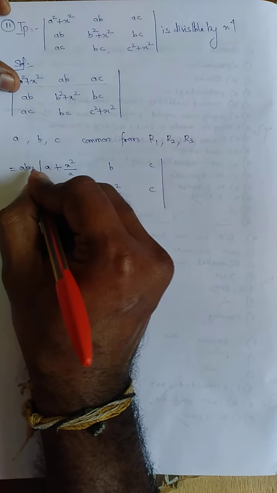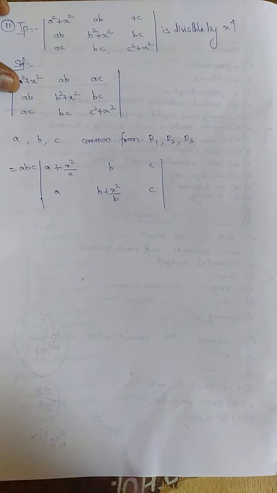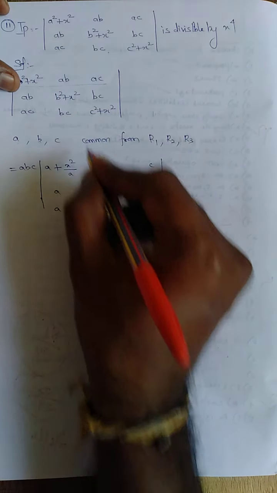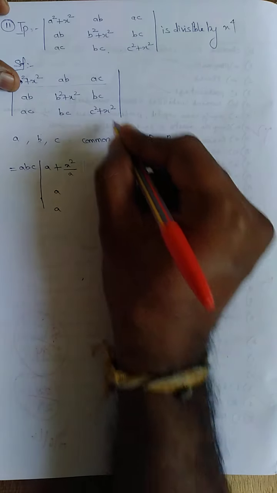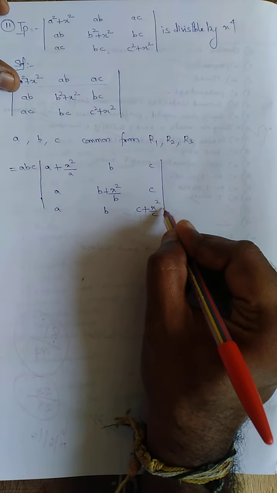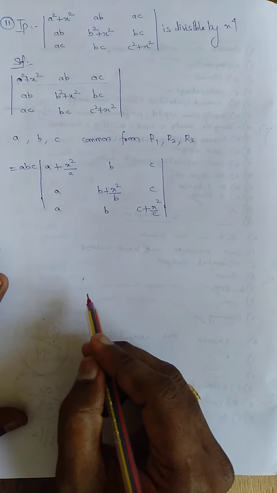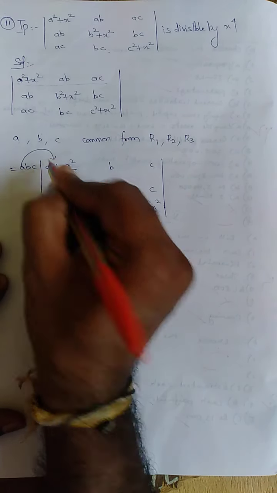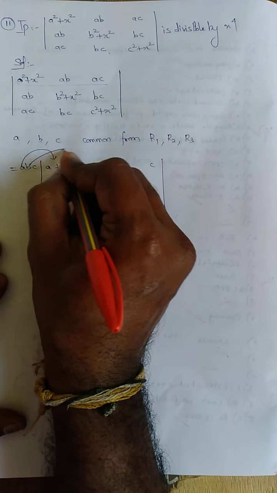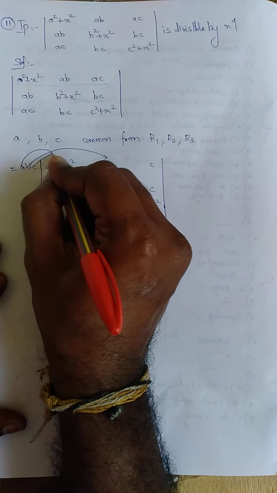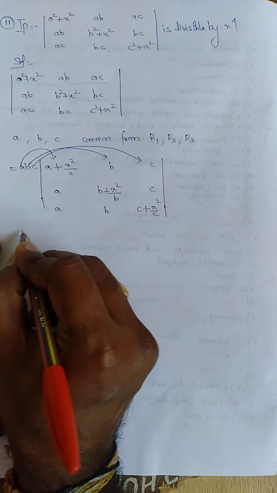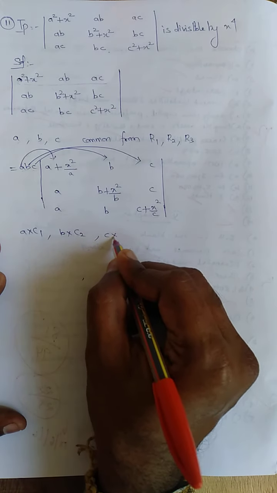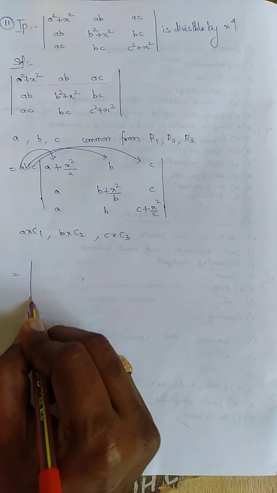Now in r3 I need to take common element called c. Take c outside, c plus, there is no c at all, becomes x square by c. So it becomes abc. Now this a should be multiplied with c1, b should be multiplied with c2, and c should be multiplied with c3. So what is going to become?